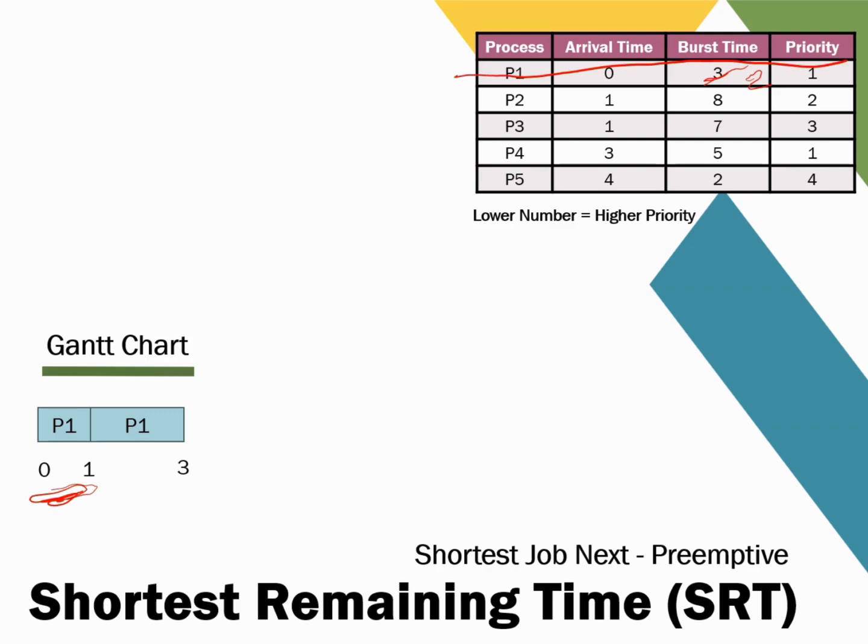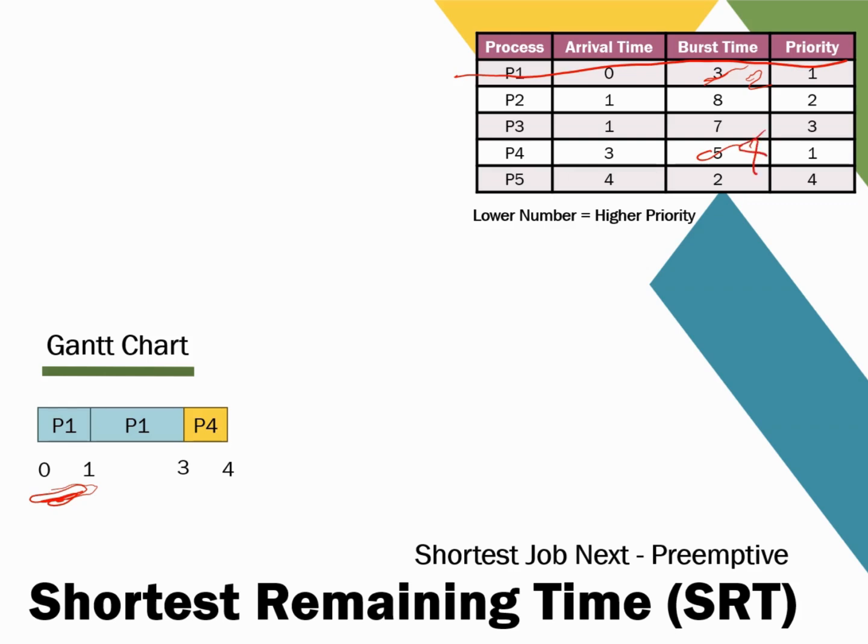So at time 3, another process came that needs 5, and we have 7 and 8 also, P2 and P3. So between them, of course, we allocate to P4. So between 3 to 4, we allocate the CPU to P4. Now at time 4, after 1 nanosecond, we need 4 more.